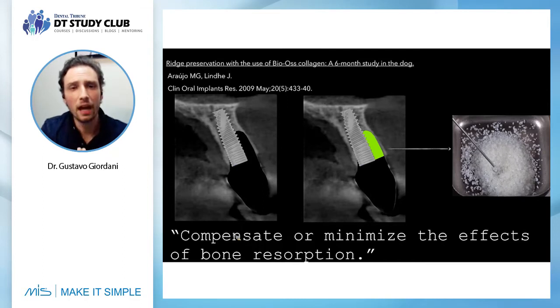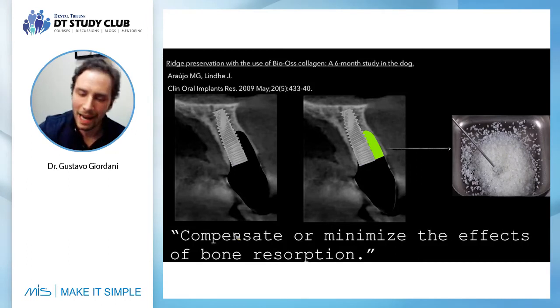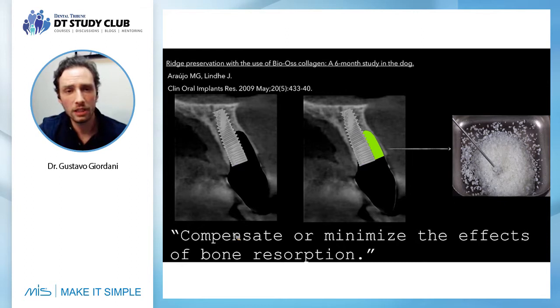So I have a triangular neck. I can leave the neck of the implant. I can create a better gap. I can create more space with this implant because the head is smaller than the body. So I create this gap very easily, and I pack biomaterial between the implant and the buccal wall. By using this biomaterial, we compensate and minimize the bone resorption's effect.